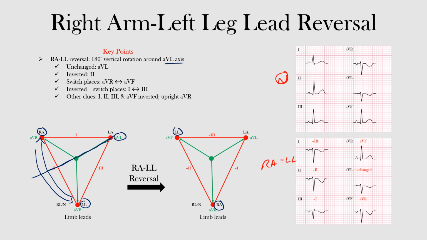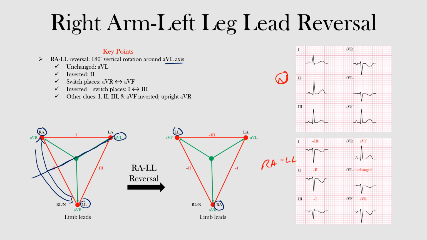Now, because we're rotating around AVL as the focal point, AVL will remain unchanged. All the other leads will become either inverted or switch places. In this case, lead 2 will become inverted. Leads AVR and AVF will switch places, and leads 1 and 3 will switch places and become inverted.